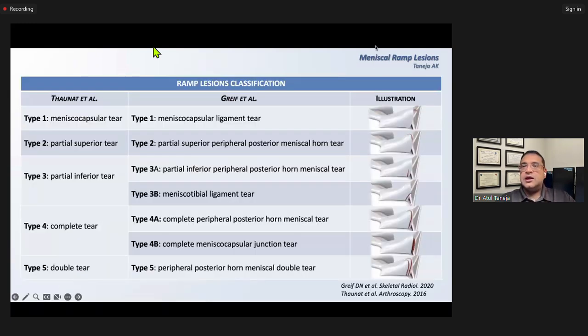All right, so this is a summary of what we just talked about. Type 1 meniscocapsular ligament tear, type 2 partial superior tear, type 3 partial inferior, 3A does not involve the meniscotibial ligament, 3B involving the meniscotibial ligament, type 4 complete tear, 4A involving the meniscal substance, 4B involving the meniscal capsular junction. Type 4, in my experience, is the one that's easier to see and maybe one of the most common that I see. And type 5, very rare double tear.